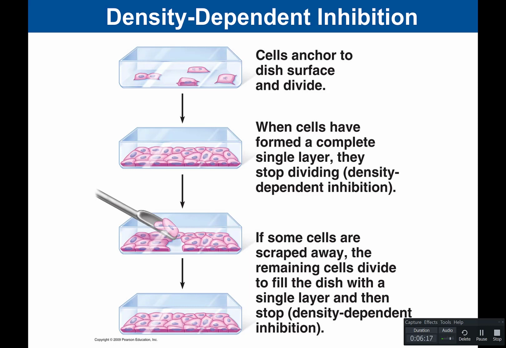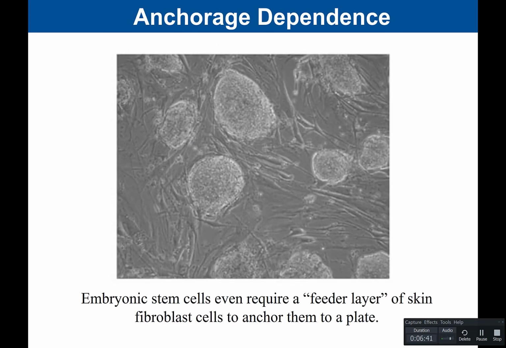Now again, cancer is uncontrolled cell division. And cancer cells lose their density-dependent inhibition. They don't care that other cells are around them. They bypass those checkpoints. They're told to divide all the time, no matter what the condition. And so cancer cells will lose this density-dependent inhibition. In terms of anchorage dependence, different cell types have different levels of anchorage dependence. Some just need a solid surface to grow on.